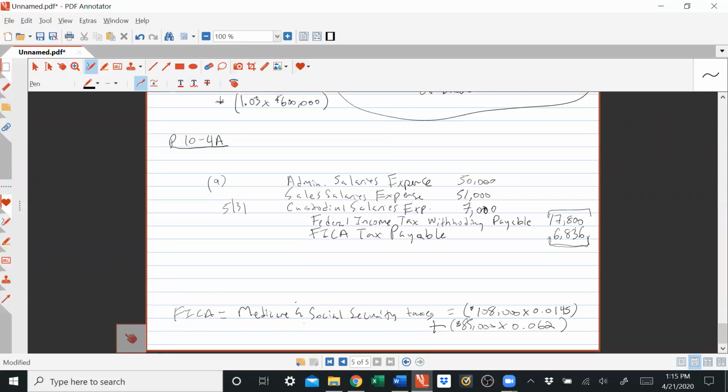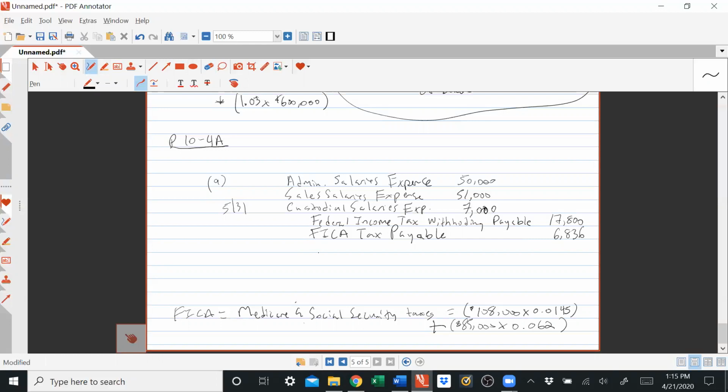This $17,800 is the amount the employer is withholding from the employee's paycheck. And they have to turn around and give that to the government for the employee's income taxes. You might wonder, what about the other $68.36 that the employer has to pay out of their own money? That would be a different journal entry. They would debit FICA tax expense $68.36, credit FICA tax payable $68.36. That's not in this journal entry.